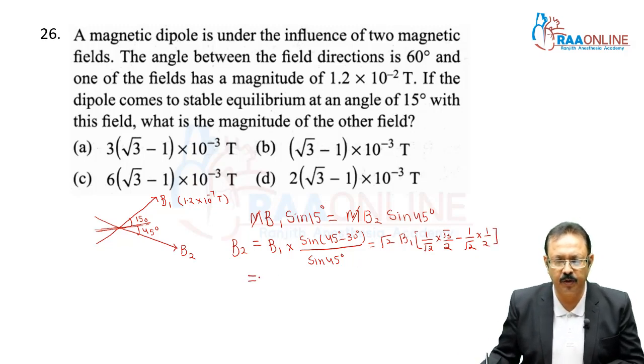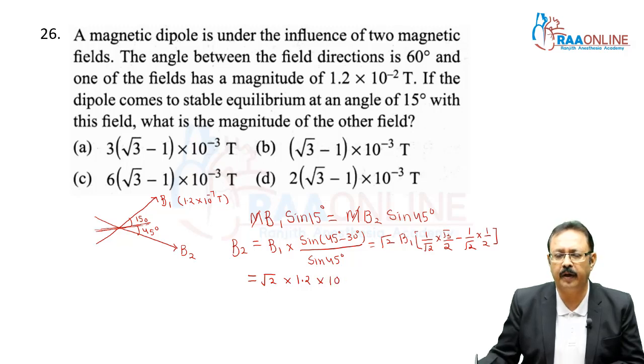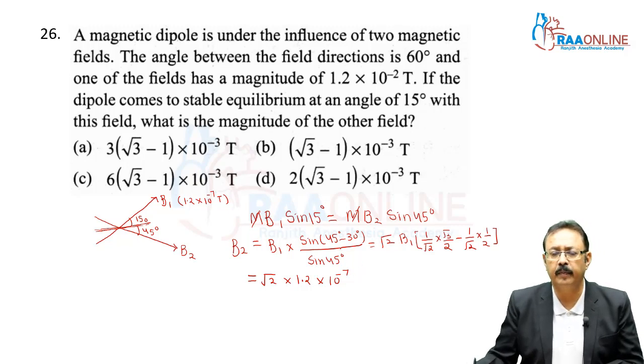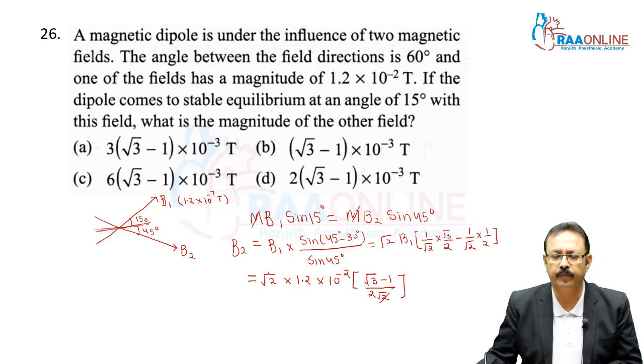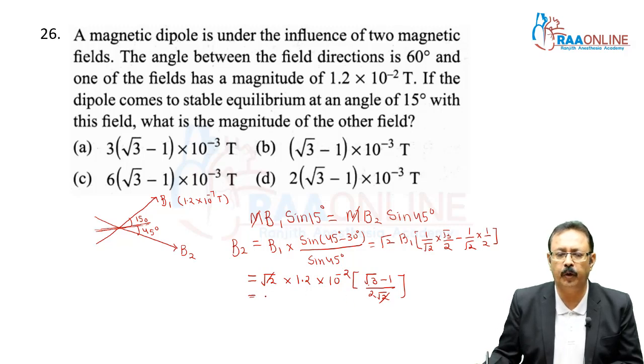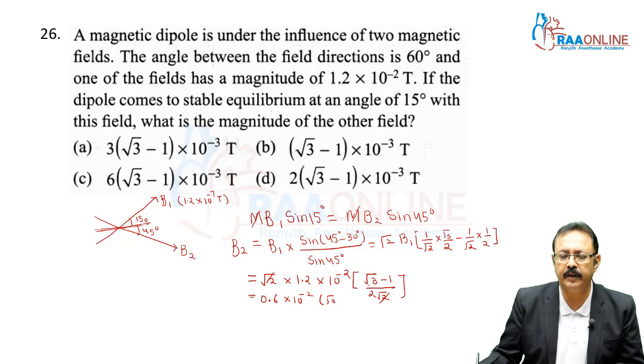Put the value of B1, so root 2 into 1.2 into 10 to the power minus 7, minus 2, they gave minus 2, into (root 3 minus 1) divided by 2 root 2. Cancel root 2 with this root 2. 1.2 by 2.6 into 10 to the power minus 2 into (root 3 minus 1) Tesla. 0.6 you can write as 6 into 10 to the power minus 1. So we are getting 6 into 10 to the power minus 3 (root 3 minus 1) Tesla. So we are going with option C.